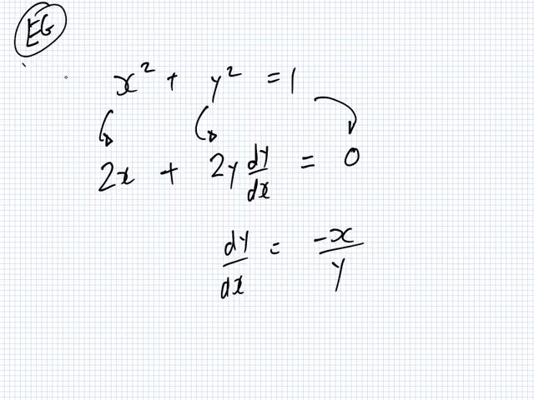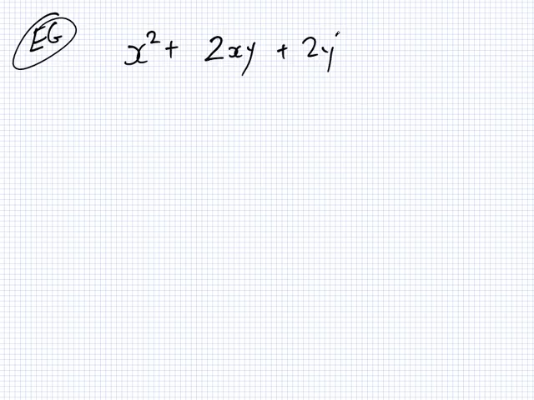Can we do a more difficult example? Yeah. Let's do one a bit trickier. x squared plus 2xy plus 2y squared equals 1. Okay, we'll do this one together.